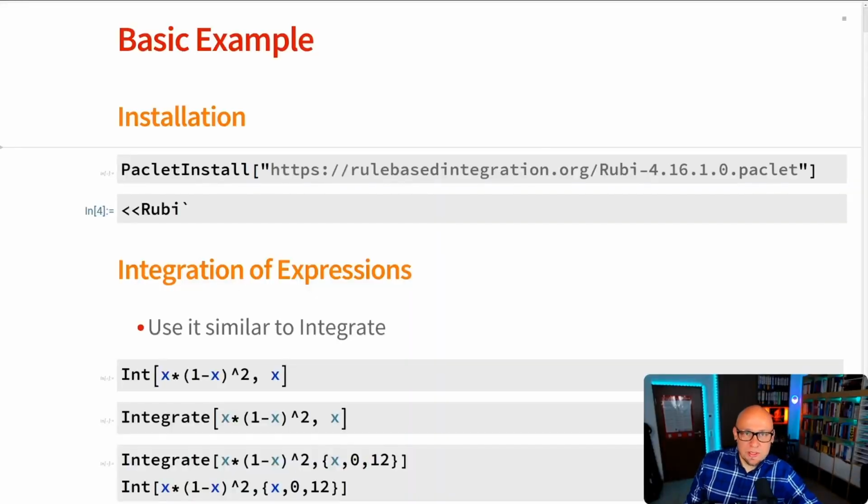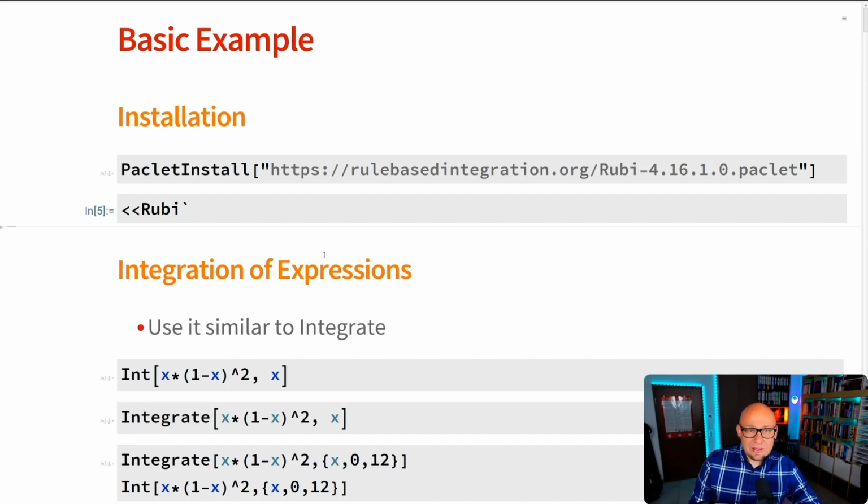Why don't we start with this simple example? For the installation, you can call paclet install and give the online resource, or you could go to GitHub and download the paclet from there, or you could even clone the repository and use the latest development version. I will give the link at the end of the presentation. After that, you simply load the package as usual, like this.